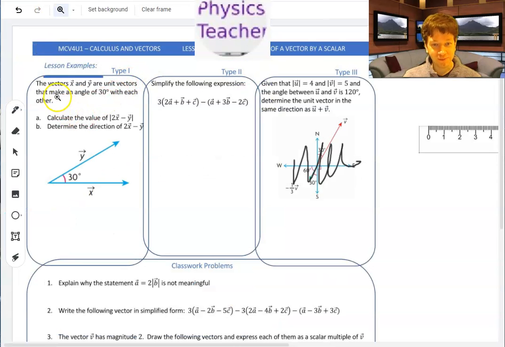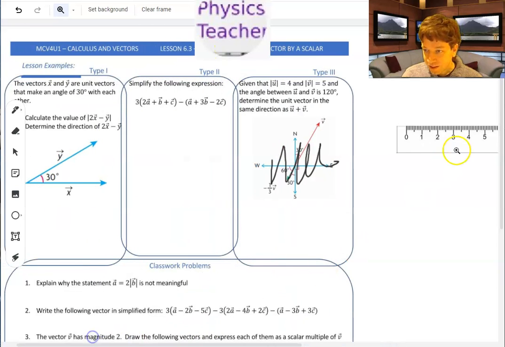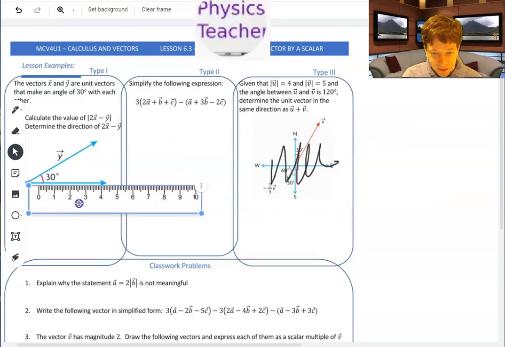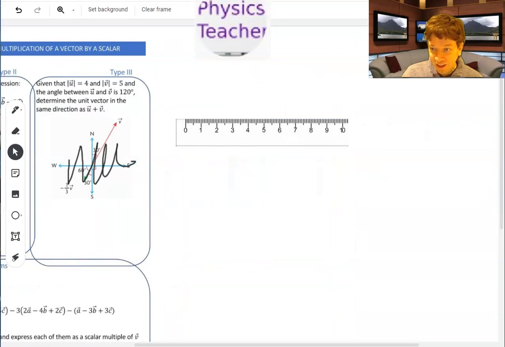Our first example problem says the vectors x and y are unit vectors that make an angle of 30 degrees with each other, like so down here. Calculate the value of the magnitude of 2x minus y. Okay, well, let's draw this. So 2x would be twice the distance of x. I'll just use my ruler over here. x is about 4 centimeters, a little more, but it doesn't really matter. So I'll draw 2x, which will be about 8.